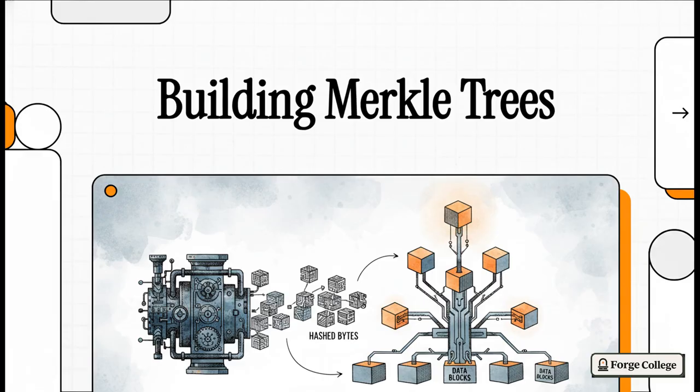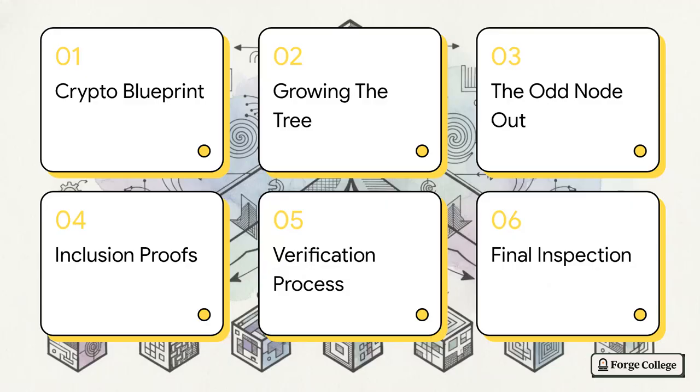So today, we're taking those hashed bytes and assembling them into one of the absolute most elegant, most essential structures in all of Web3, the Merkle tree. Let's dive right in. Here is our technical schematic for today.